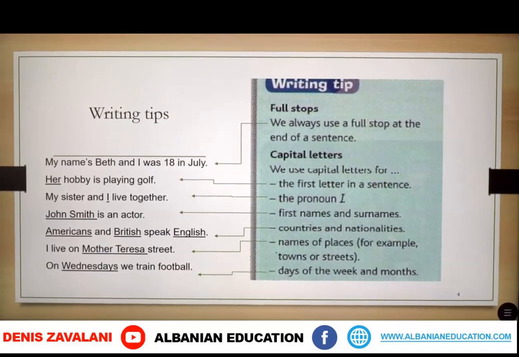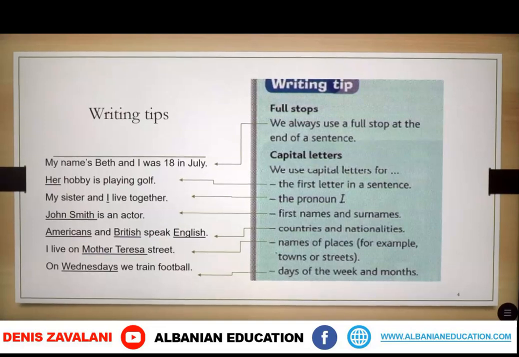First names and surnames, they are always with capitals. For example, John Smith is an actor. Countries and nationalities in English are always with capital letters. For example, Americans and British speak English. Also, the languages are written with capital letters. Names of places are written with capital letters too. Towns and streets too. For example, I live on Mother Teresa Street.